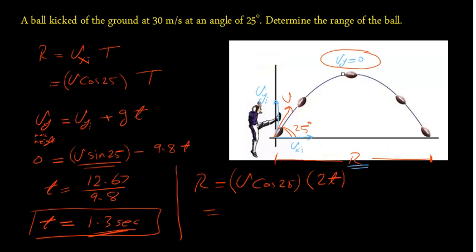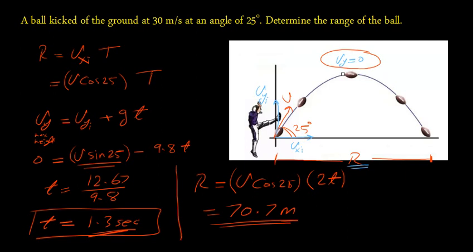So let's calculate this one again. I have 30 cosine 25 times 2.6, and that will give me a total of about 70.7 meters. That will be the range of this kick from the starting point to the finishing point, or where it will land from the starting point.